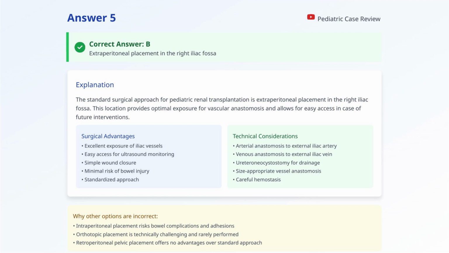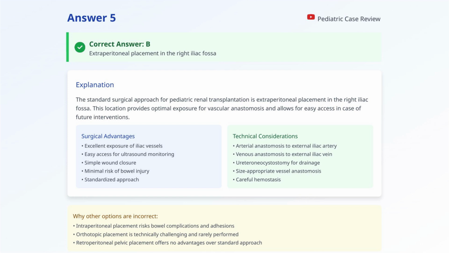The standard surgical approach for pediatric renal transplantation is extraperitoneal placement in the right iliac fossa. This location provides optimal exposure for vascular anastomosis and allows for easy access in case of future interventions. Surgical advantages include excellent exposure of iliac vessels, easy access for ultrasound monitoring, simple wound closure, minimal risk of bowel injury, and standardized approach. Technical considerations include arterial anastomosis to external iliac artery, venous anastomosis to external iliac vein, ureteroneocystostomy for drainage, size-appropriate vessel anastomosis, and careful hemostasis.